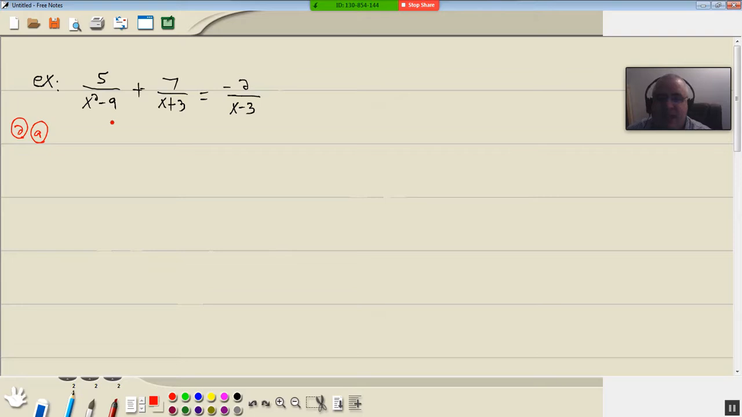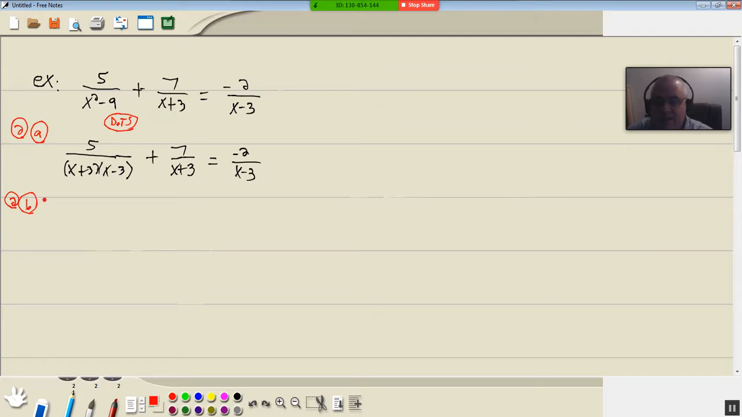Okay, x squared minus 9. This is the difference of two squares. Two terms with a minus sign in it. And it factors as 5 over x plus 3 times x minus 3. Can't factor the x plus 3 here, so we'll leave that alone. And over on the right side, we can't factor the x minus 3, so we leave that alone.